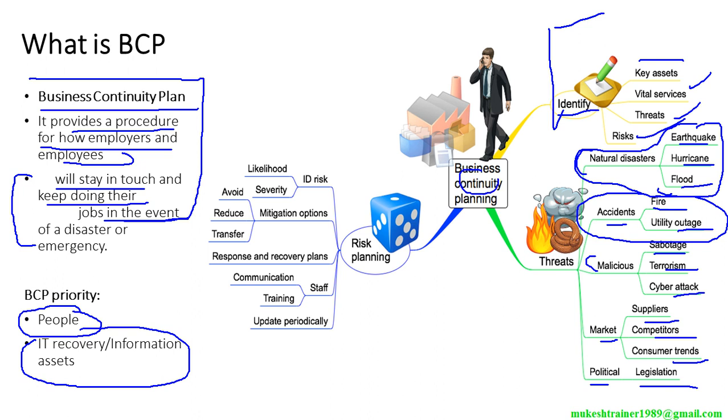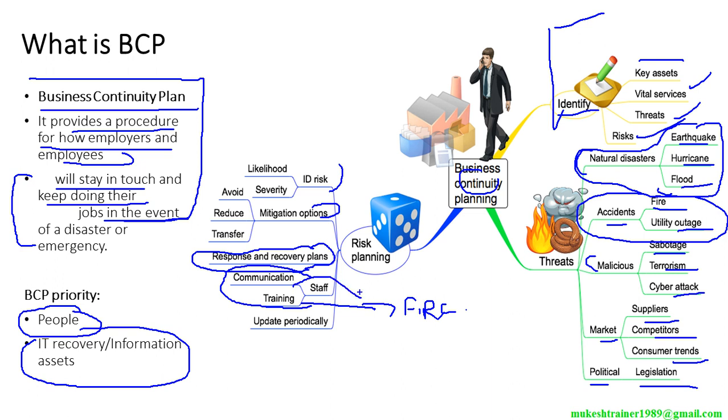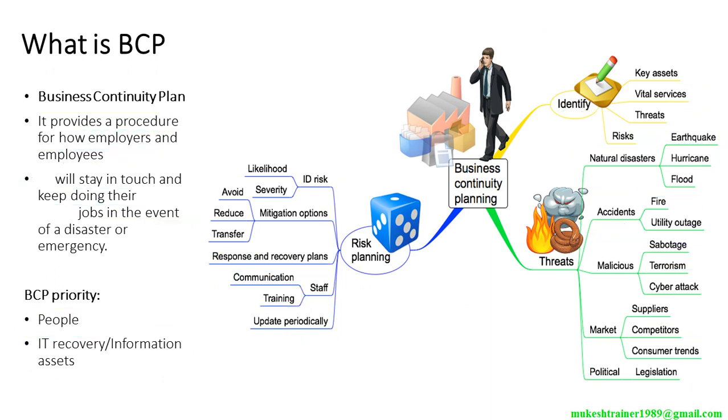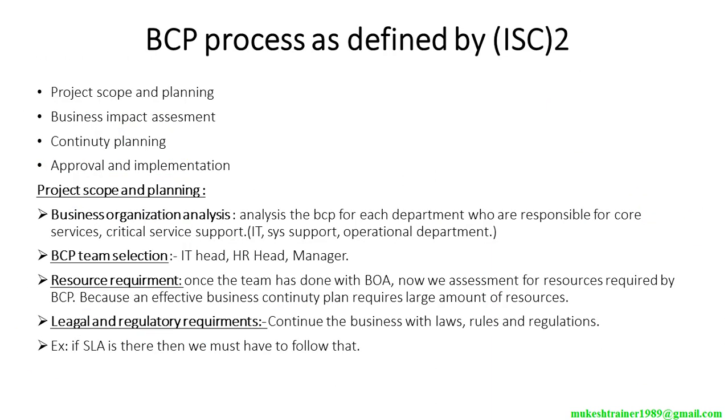Business continuity planning involves risk planning. What is risk planning? Risk planning is identifying risk, risk mitigation, and response and recovery plans. What could be the recovery plans for natural or man-made disasters? Staff: how to communicate to the staff, and training for fire. If there is a natural or accidental disaster like fire, there should be good occupational health and safety or fire and safety training for the staff, and a way to communicate during those disasters, and then update periodically. So those are the things to keep in mind. Let's talk about them in more detail.